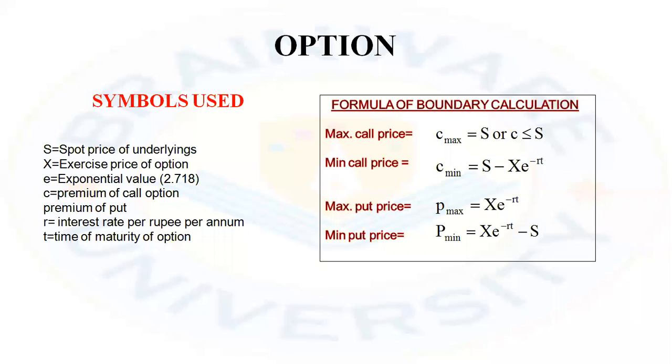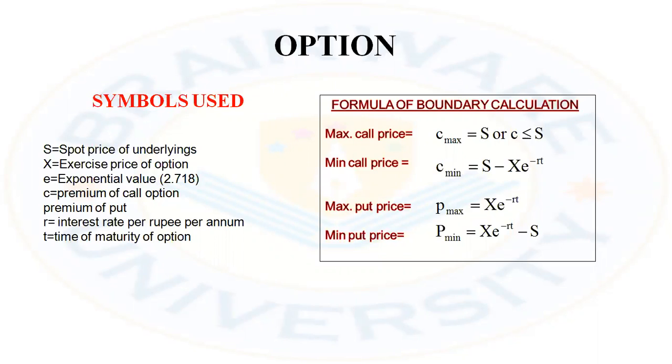So whatever we have discussed in our previous lecture was a general discussion about the calculation of the option price limit. Now we are showing the entire process with the help of mathematical formulas. For developing the mathematical formulas, we are using some symbols. The symbols are stated in this particular slide.